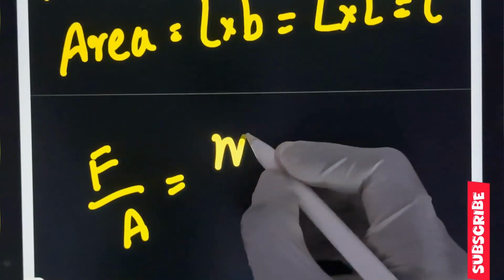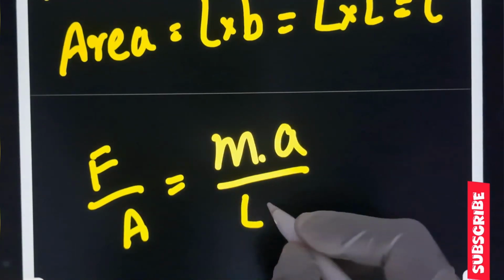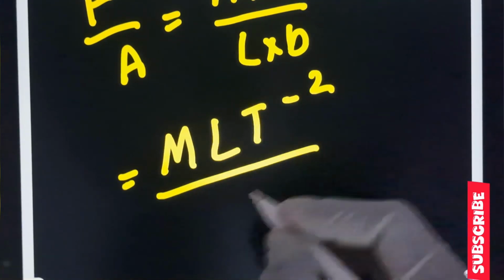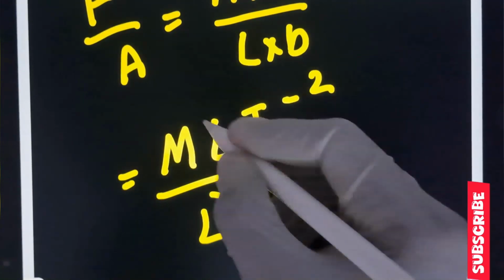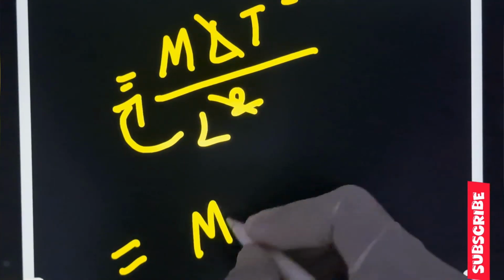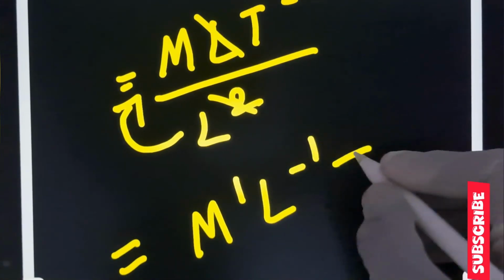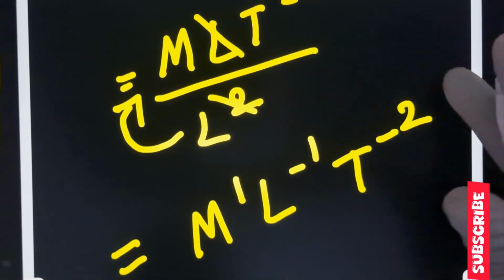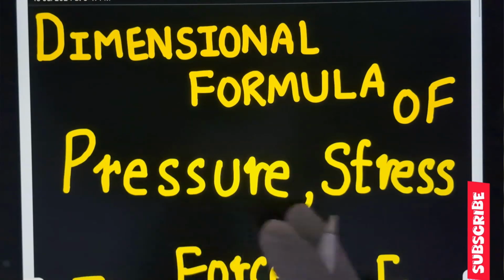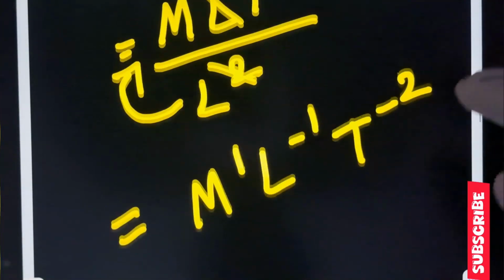Substitute them in F by A. F is equal to mass into acceleration and area is L into B, so M L T power minus 2 divided by L square. Here L square and L cancel, L is reciprocated, and M power 1 L power minus 1 T power minus 2 is the answer. We can see the dimensional formula of pressure and stress is M power 1 L power minus 1 T power minus 2.